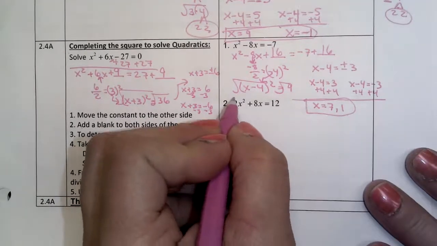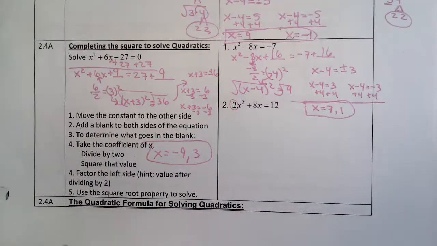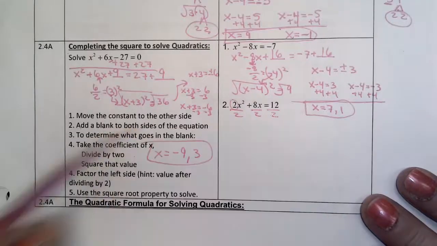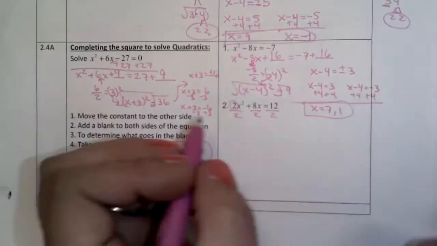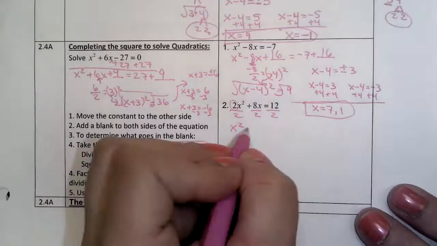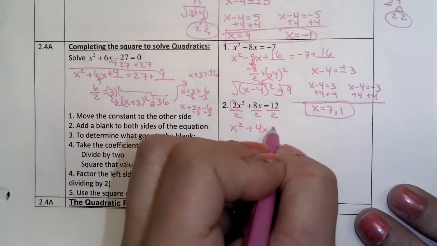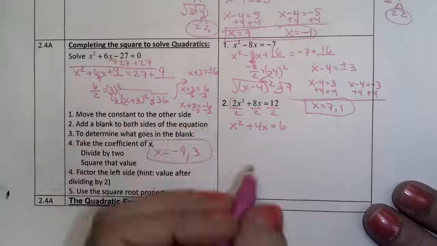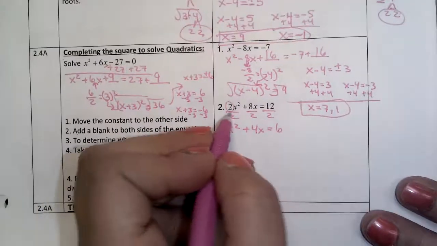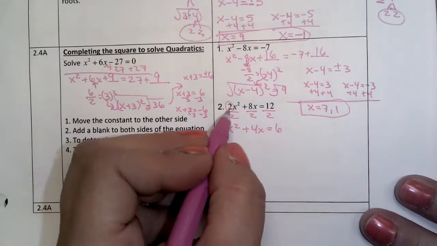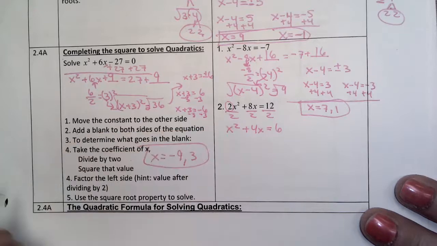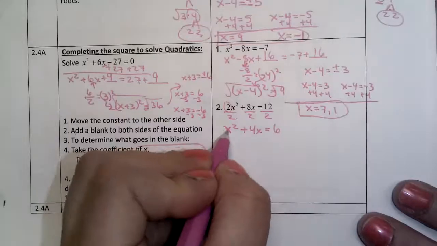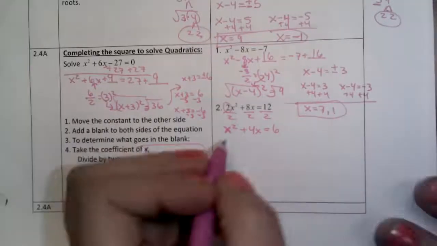I cannot have any numbers other than 1 in front of the x squared. So here I'm going to divide every term by 2. So that's going to give me x squared plus 4x equals 6. Now I'm going to go on ahead and complete the square. Okay, and this I'm solving, so I don't need to worry about that 2. If I was putting it in vertex form, I would need to worry about it. Okay, but right now, because I'm solving, I don't have to.